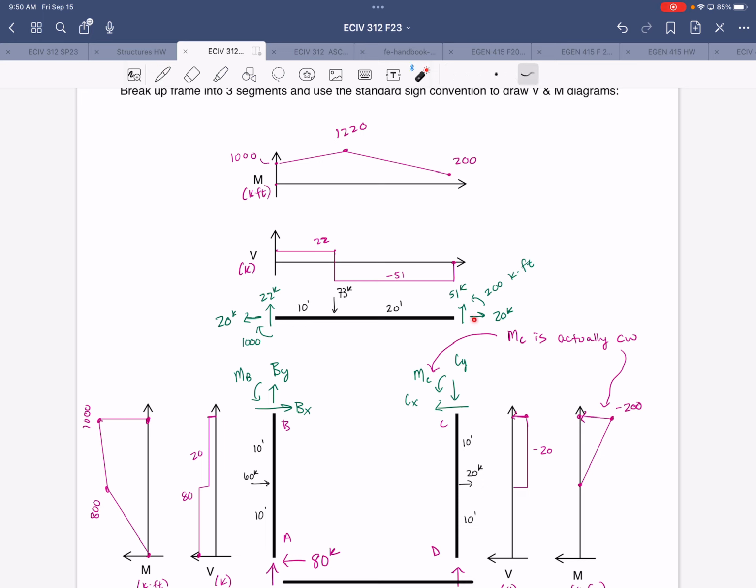So then this value, we have a positive moment at C for the beam, because this is a moment that will tend to cause that beam to deflect downward and smile. So that should translate to a positive moment on our moment diagram. And that concentrated moment will cause a negative step in the moment diagram to close it to 0.